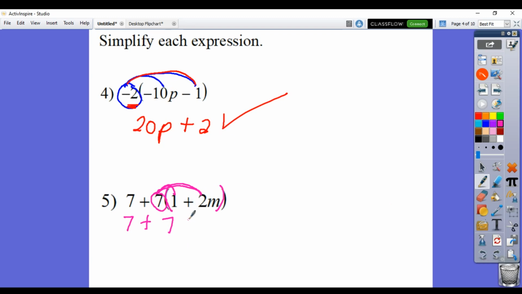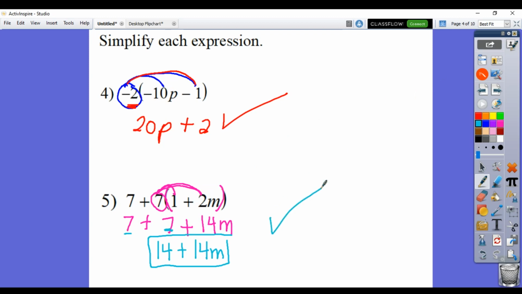So again, 7 times 2 will be a positive 14m. Do we have any like terms? Yes, we do. What's 7 plus 7? It's going to be 14 plus 14m. And that's the answer. Kaboom.